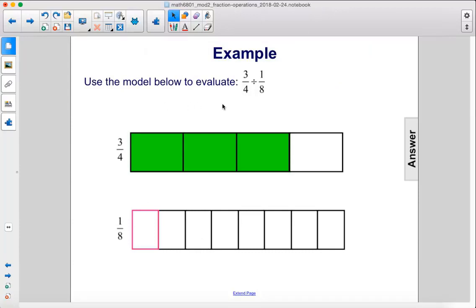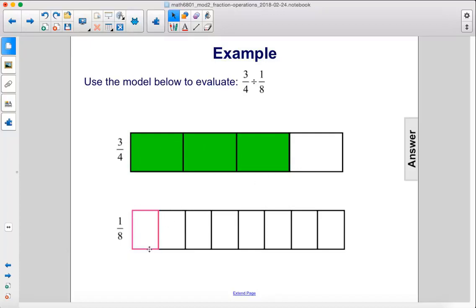Use the model below to evaluate 3/4 divided by 1/8. So we're trying to figure out how many 1/8 pieces fit inside of 3/4. So we have our 1, the whole is this large rectangle. Then we're going to divide that into fourths because this fraction is in fourths. So we have 4 pieces. The numerator is 3, so we color in 3 of the boxes.